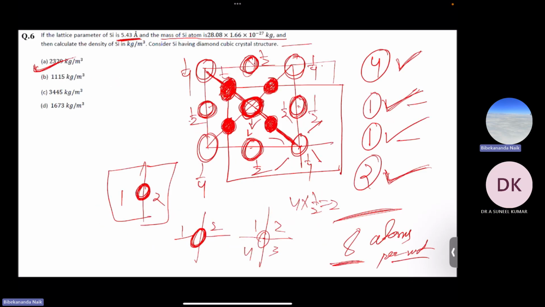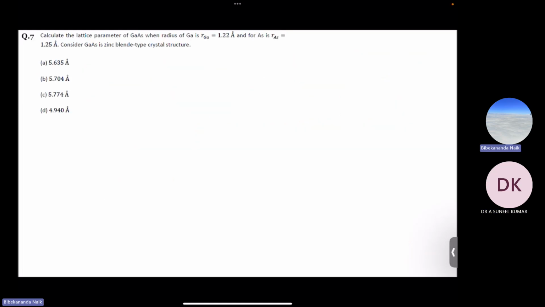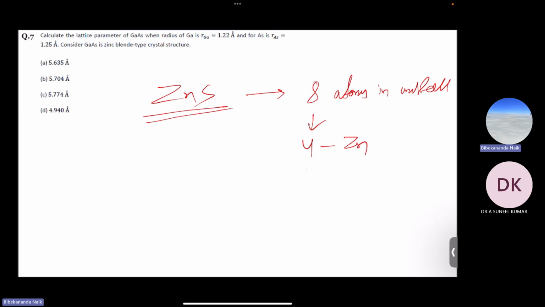If you see this previous explanation, these 4 that I had completely filled, these closed circles, correspond to a particular type, and the remaining correspond to another particular type. So these 4 correspond to these 4, and the remaining 4 correspond to another atom. If you consider the zinc blend structure, that is the zinc sulfide structure, there are 8 atoms in the unit cell, and out of those 8 atoms, 4 are of zinc and 4 are of sulfur.